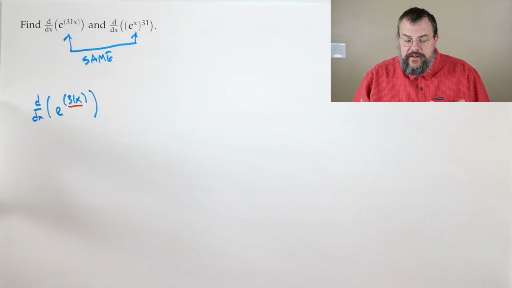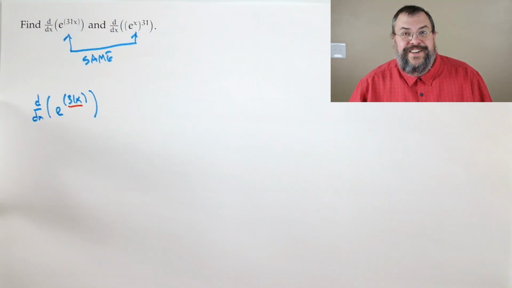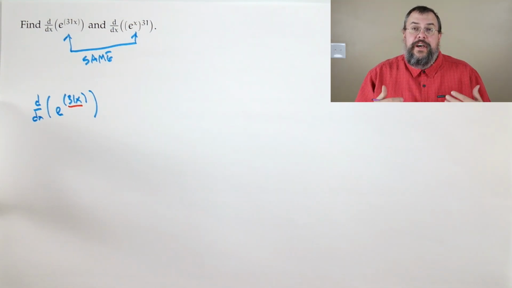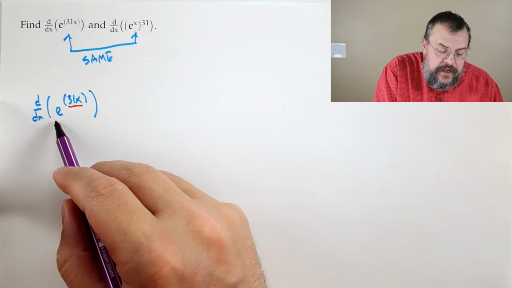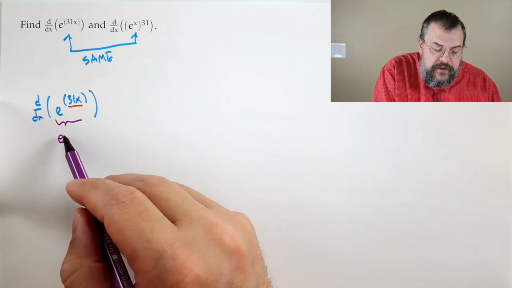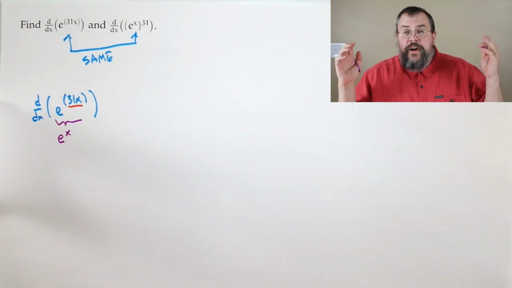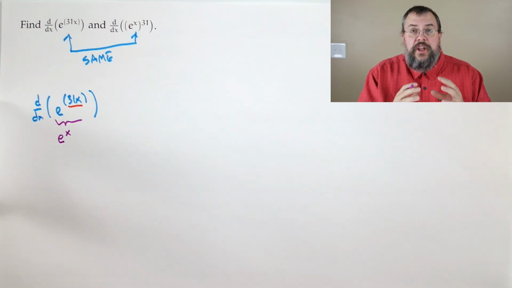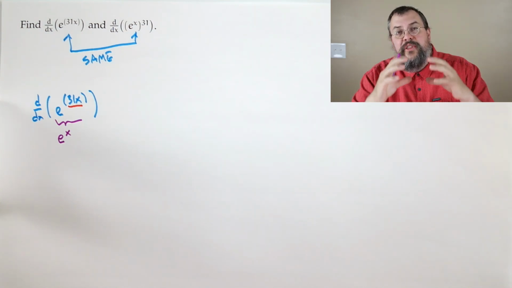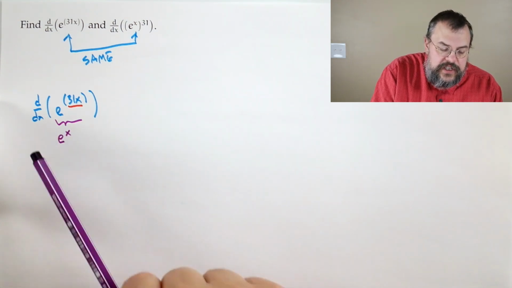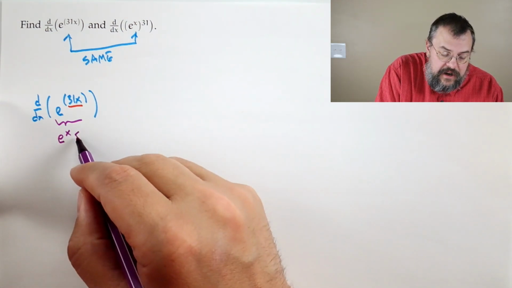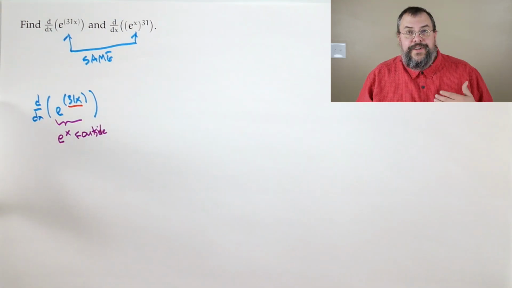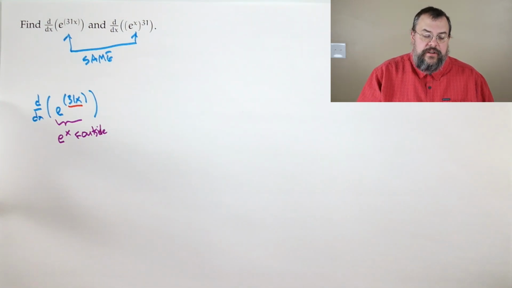Well, once you've spotted your inside function, then what you do to figure out what the outside function is, is to say, well, 31x is what's on the inside, so replace the 31x by just your variable name. We're used to x, but we can call it whatever variable you want. So it's really the function e to the x, except instead of x, we've plugged in 31x. So the outside function is e to the x, and the inside function is 31x. Okay, so according to the chain rule, take the derivative of the outside.